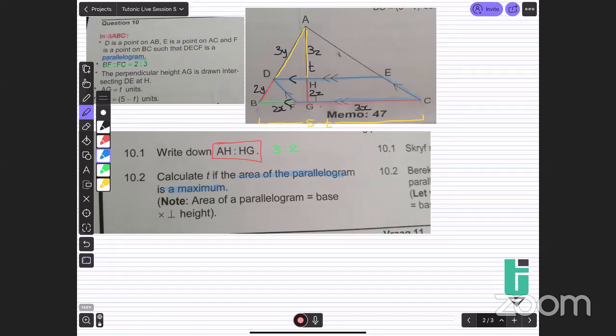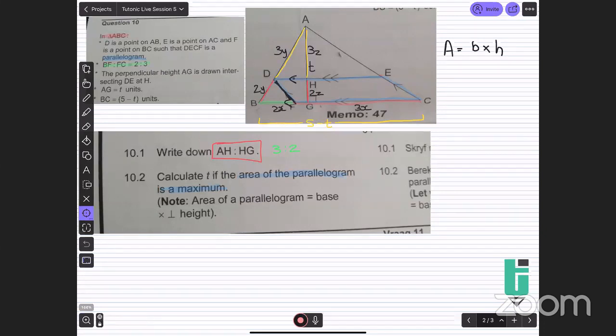Okay. So you find an expression for the area of the parallelogram. Yes, great. So what's the area of a parallelogram? Base times perpendicular height. Do you have the base? Here's the parallelogram, remember? Do you have the base? What's the base?